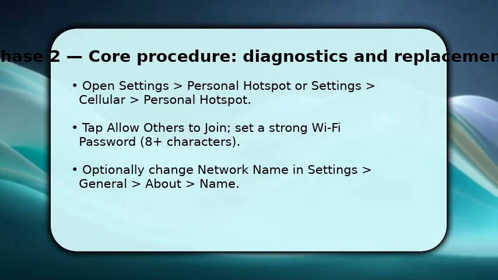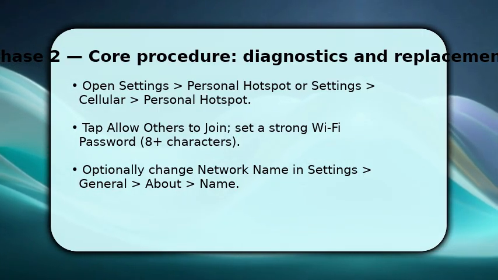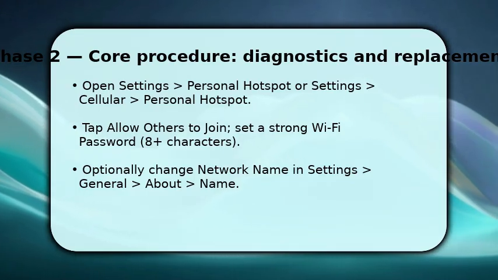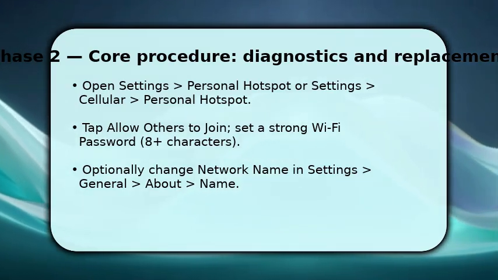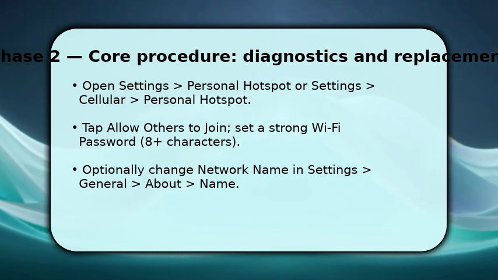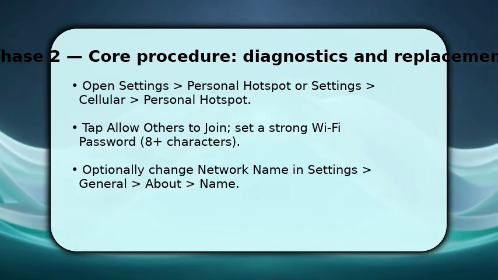If you want a recognizable network, change the iPhone name under Settings, General, About, Name so other devices see a clear label. Once configured, keep the Personal Hotspot screen open to maintain visibility on some devices.